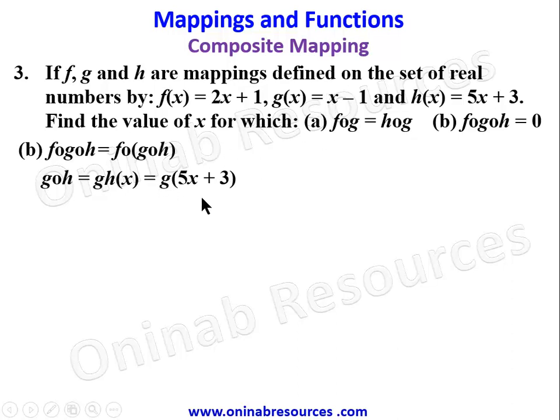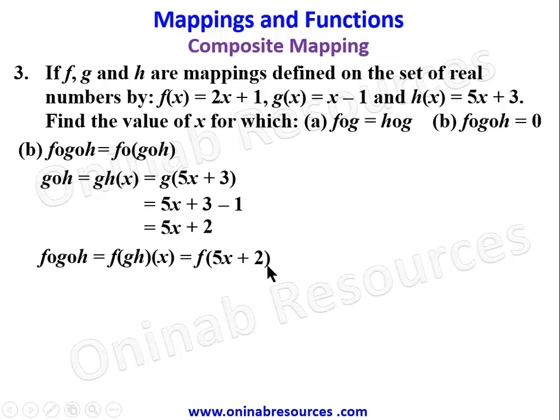Wherever we see x, we put 5x plus 3. That will give us 5x plus 3 minus 1. Then simplifying this, we have 5x plus 2, which gives this. Then we now go ahead to find fgh. That's going to give us fgh of x, and we have gotten our gh of x to be 5x plus 2. That will now give us f of 5x plus 2.